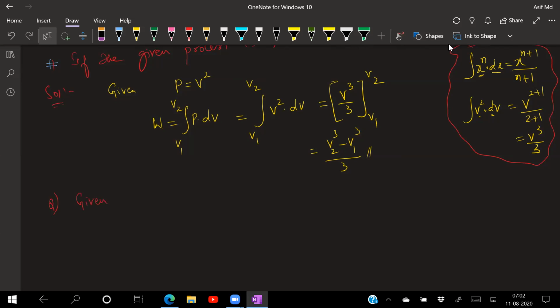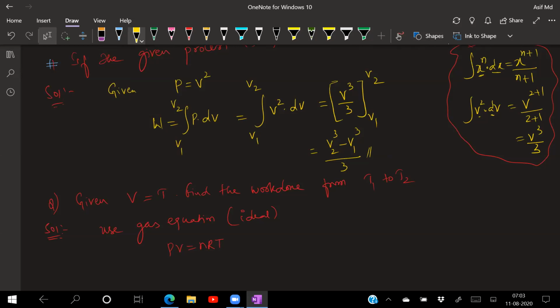I'll take you one more question. Given volume is equal to some temperature T, beta. Find the work done from T1 to T2. Find the work done from your T1 to your T2. Okay. So use the ideal gas equation, beta. So what is the ideal gas equation? PV is equal to nR into T.